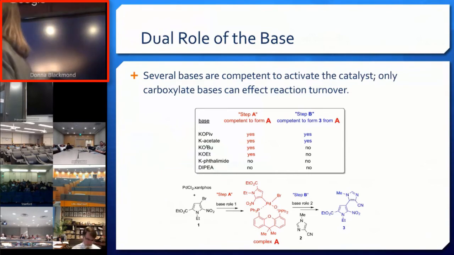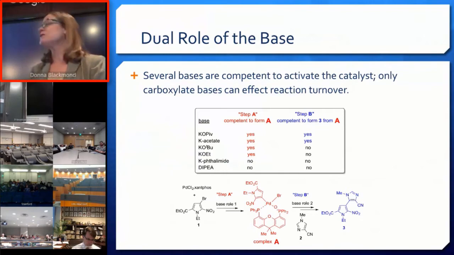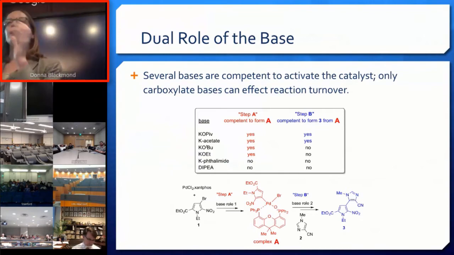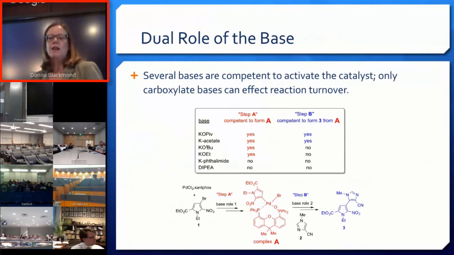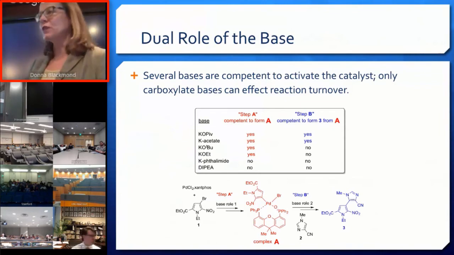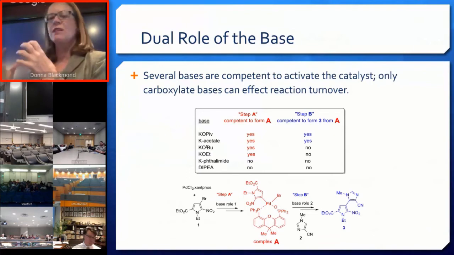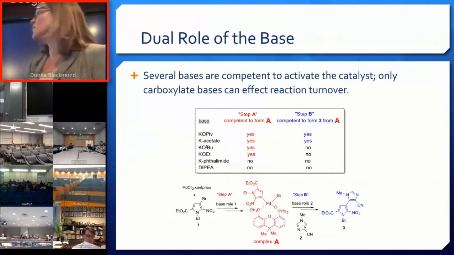So it turns out that a bunch of bases can do role A. None of the organic bases seem to do anything for either case. But in step B, which is what's happening in the cycle, it seems like only the carboxylate bases are working for us. So that was another key, that we need a pivalate or another carboxylate base to actually complete the catalytic cycle. So next slide. So it's another little piece of information. We gather these pieces of information and try to tuck them together and build a mechanism from it.